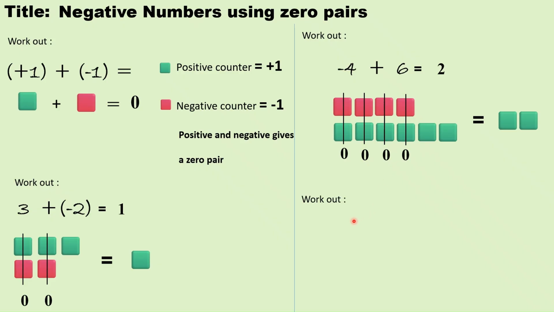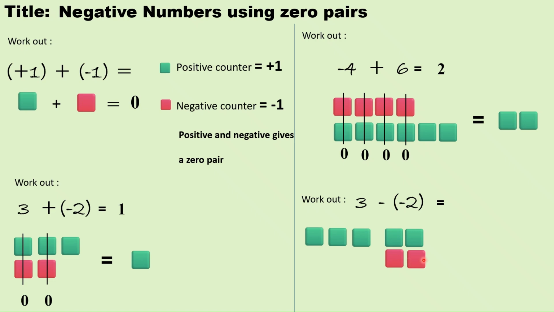Let's look at a harder question using the diagram. Okay, start with your 3 positives. That's 1, 2, 3. And then you're going to subtract your negative 2. However, we don't have any negative 2 to subtract. Therefore, we have to add 2 zero pairs. Adding a zero pair does not change the value of your question. So here we have your first zero pair and your second zero pair.